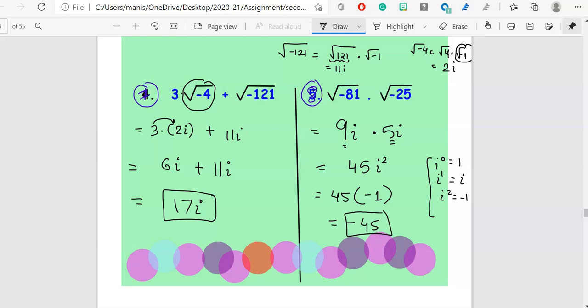So same concept, but we have a different type of question over here, and it will be done by the same method.